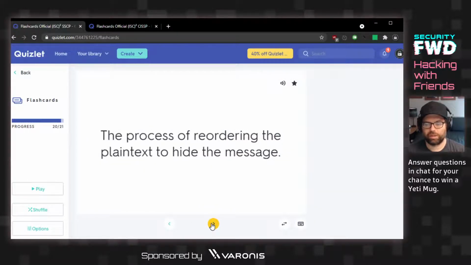The process of reordering the plain text to hide the message. I guess it's scrambling or transposition.